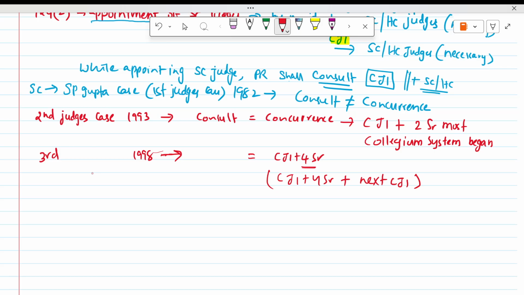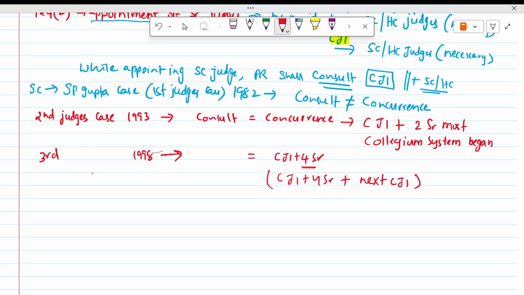So by seeing all these things, many criticisms have come. What is exactly happening here? Judges are appointing themselves. The collegium means a group of judges, the CJI plus his group. Whatever the collegium says, the President has to obey. That is what the Supreme Court said, and that is the collegium system.